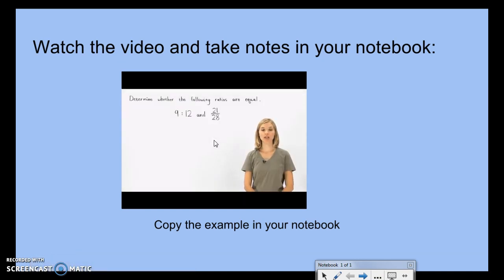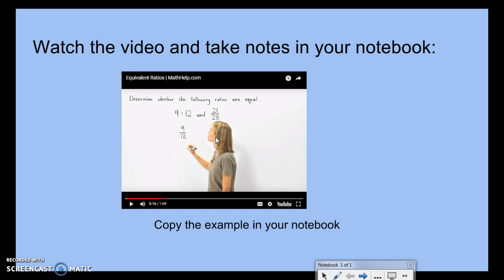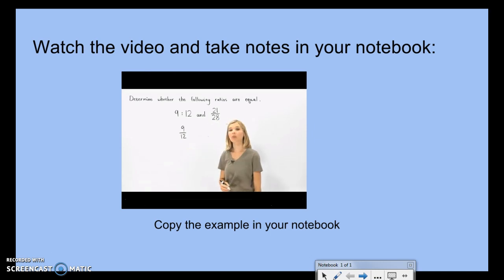Two ratios are equal if the fractions representing them are equal. So to determine whether the ratios 9 to 12 and 21 to 28 are equal, let's first rewrite the ratio 9 to 12 as the fraction 9 over 12. By the way, guys, you are copying this in your notebook, so you want to copy down to determine whether the following ratios are equal, 9 to 12 and 21 to 28. Okay? Clear. Go. Now we have fractions representing both of our ratios, 9 over 12 and 21 over 28.